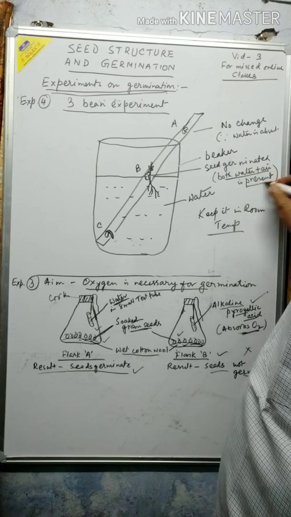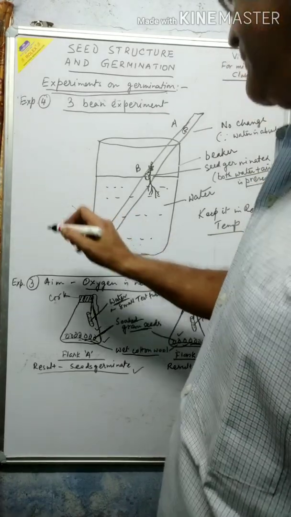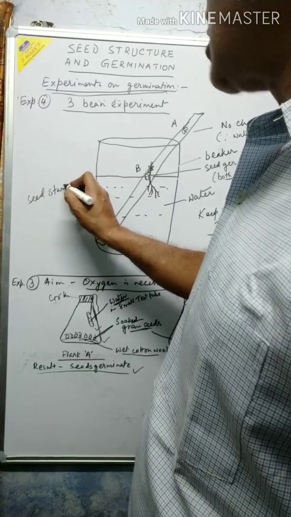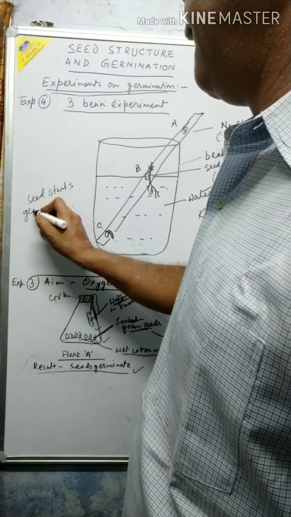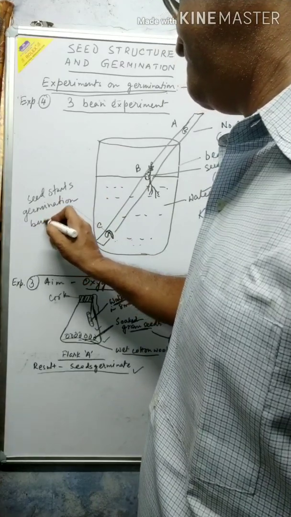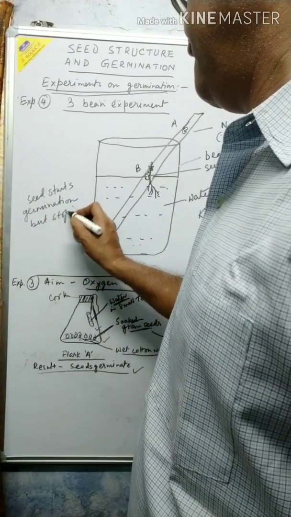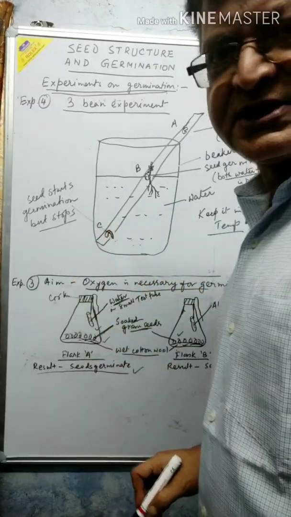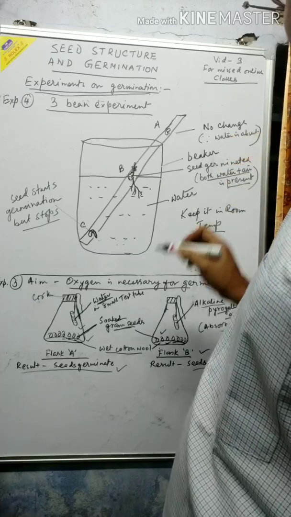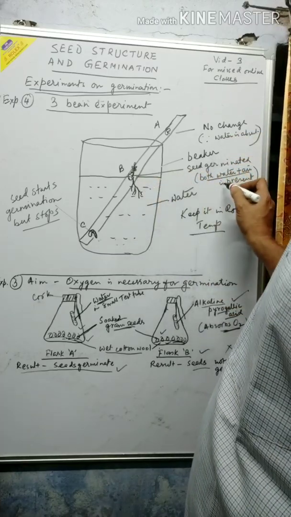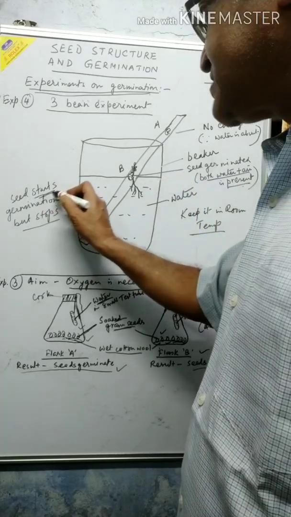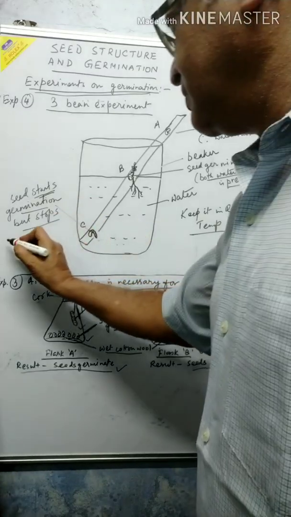Here the seed germinated because both water and air are present. And here the seed starts germination but stops. Now here, why is it? There is no water, that's why no germination. This seed gets all the conditions, water and air, that's why germination. And why does it start germination?